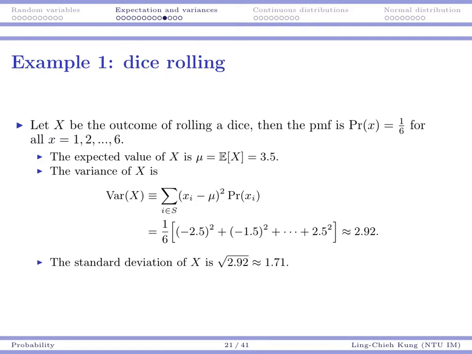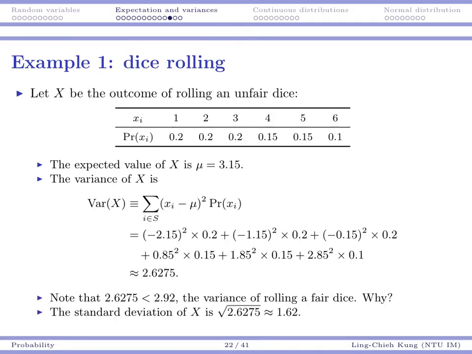So the first value is 1. 1 minus 3.5 is minus 2.5, and I square it. And then the second value is 2. 2 minus 3.5 is negative 1.5, and I square it. And so on. Because each of them has the probability 1 over 6, the weighted average is just sum them up and divide by 6. The value is around 2.92. And if we want to find the standard deviation, it's 1.71. So the calculation is just like this.